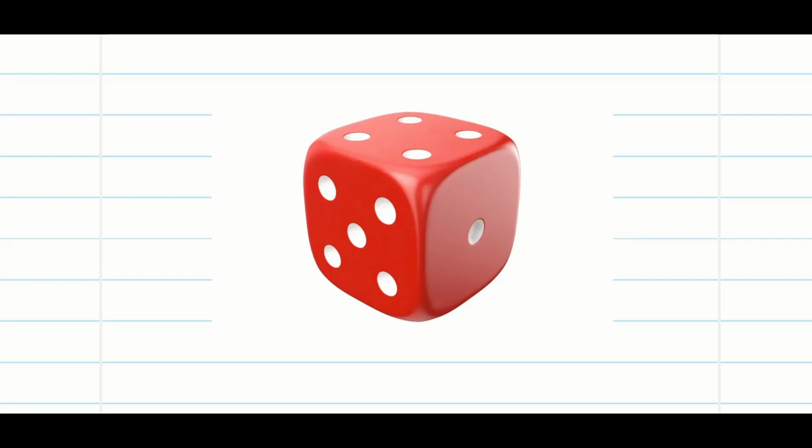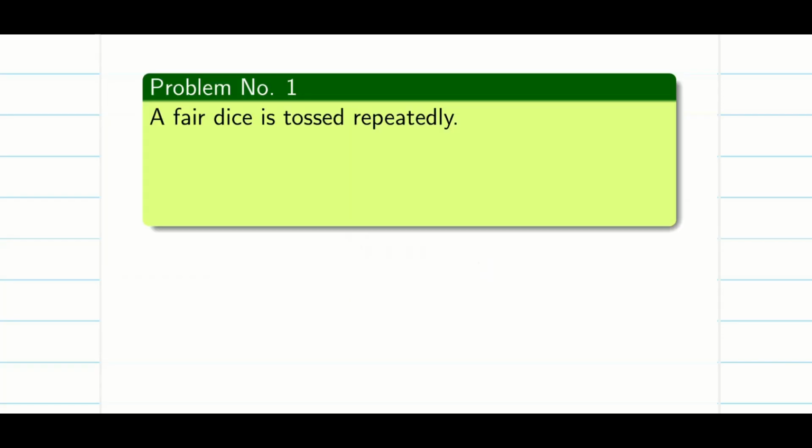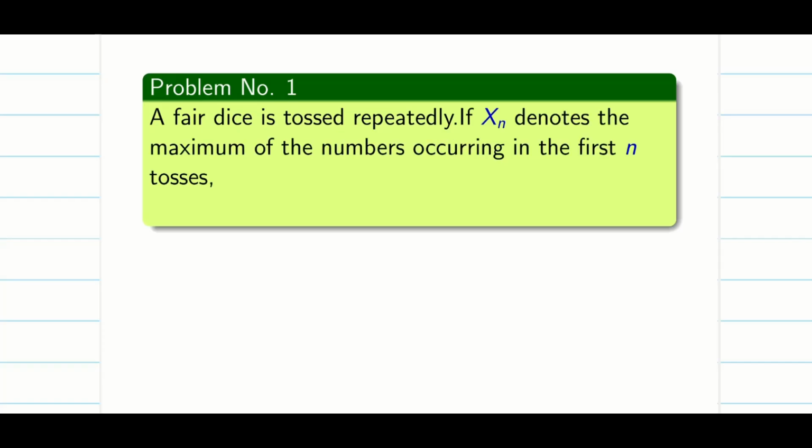Dear friends, I am happy to see you all again with a very interesting problem on Markov chain related to dice. Let us go into the problem. A fair die is tossed repeatedly. That means I am taking a die and tossing it repeatedly for a finite number of times. Now, xn denotes the maximum of the numbers occurring on n tosses.